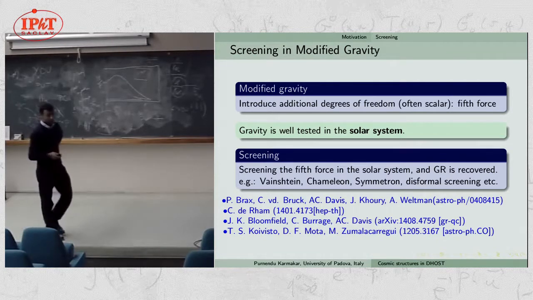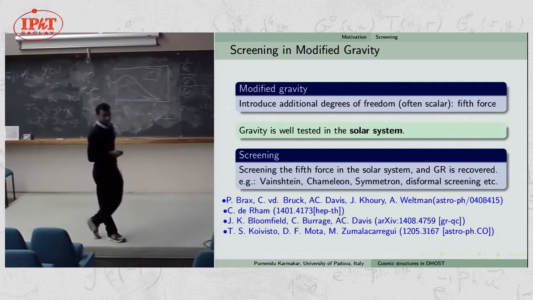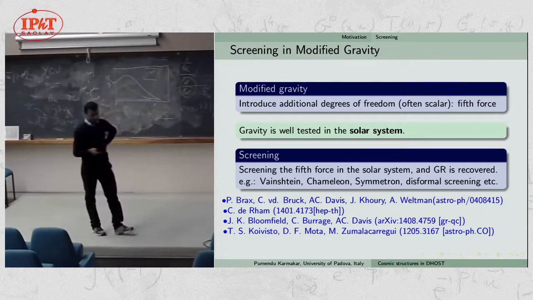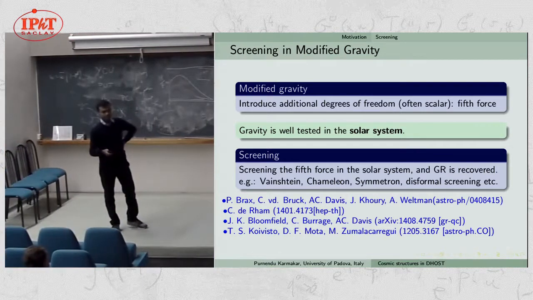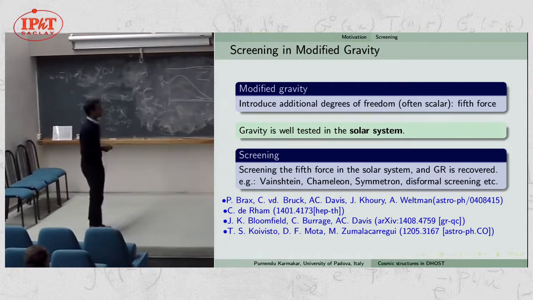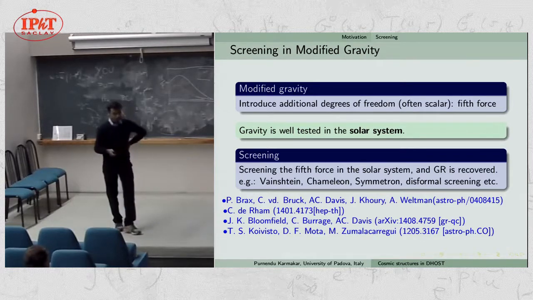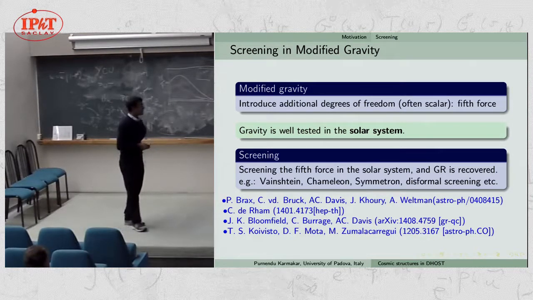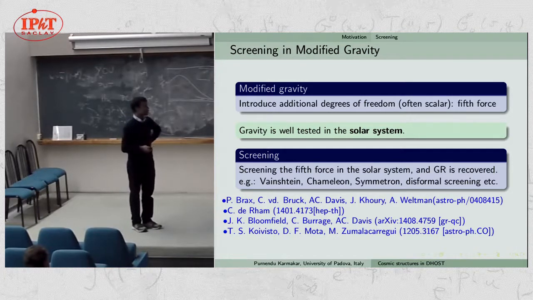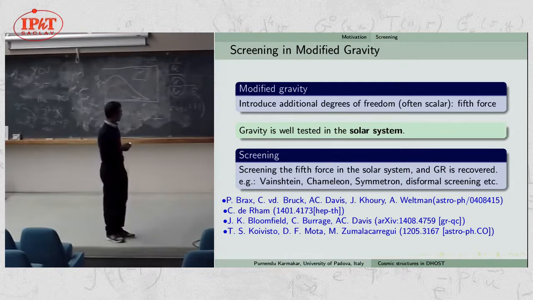And what is screening mechanism? When we introduce modified gravity, it introduces additional degrees of freedom, which are often scalar, and which introduce a fifth force. However, gravity is everywhere and it has to be tested everywhere, but it has been well tested in the solar system. So we should recover general relativity within the solar system. There are many available screening mechanisms, for example Vainshtein, chameleon, and symmetron, and also recently this form of screening. And there are some review papers and some nice papers which I came across during my study.